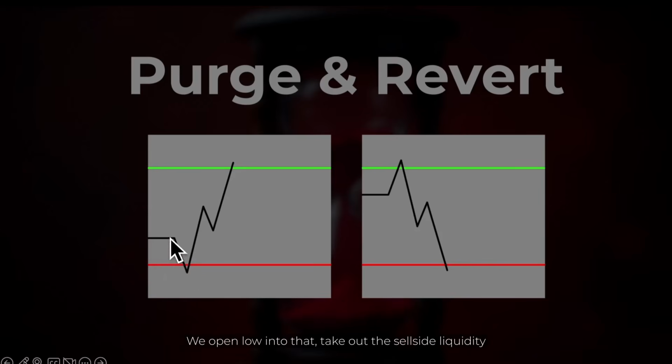We open low into that, take out the sell-side liquidity resting below this low. Then we see the signs present of a smart money reversal taking place. And then we see the market draw towards the upside. The moment that it displaces higher, we can immediately say, all right, the first draw on liquidity is going to be the previous cycle high, which is this buy-side liquidity pool.